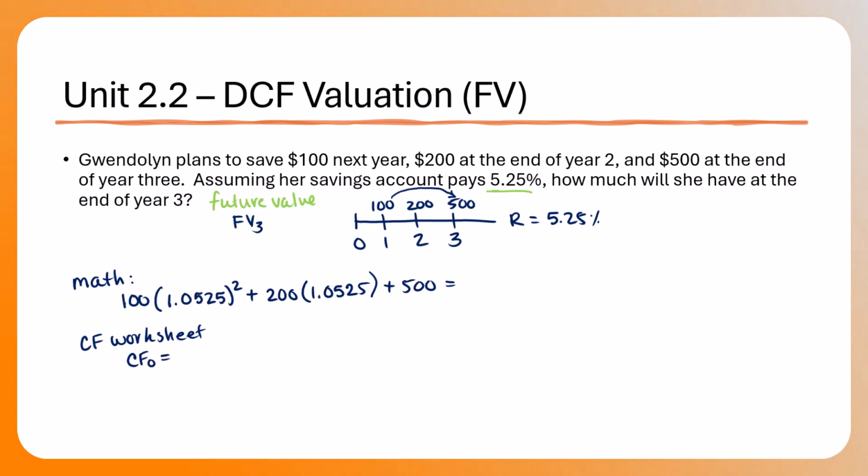CF0 times 0 cash flow is 0. There's nothing here being paid today. C01 is $100. C02 is $200. And C03 is $500. We'll then move over to our NPV worksheet.